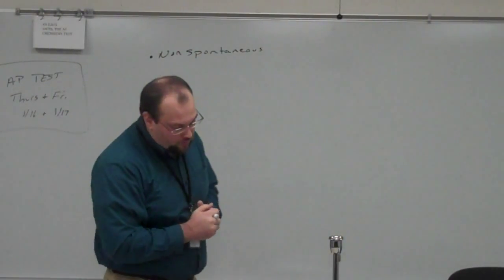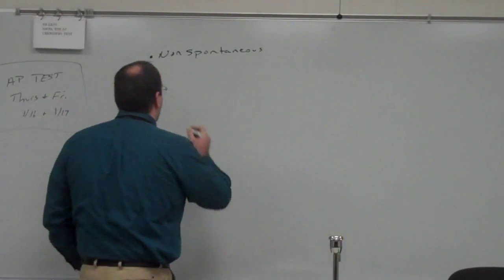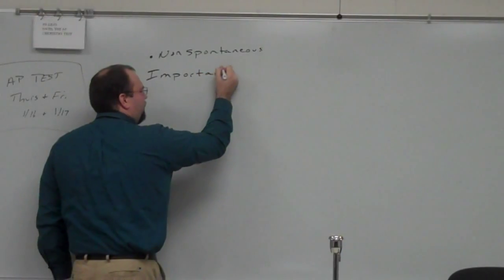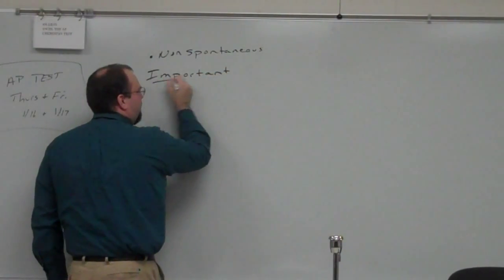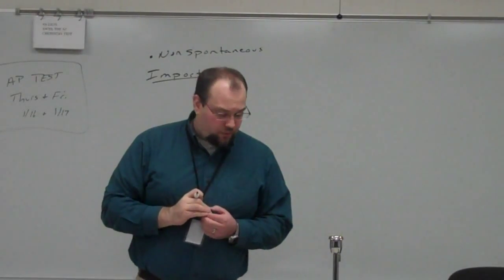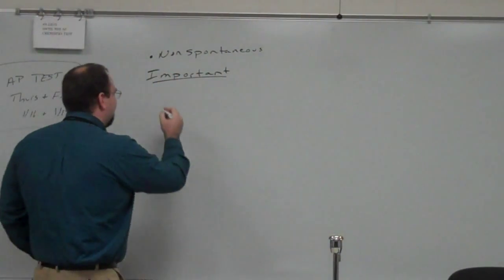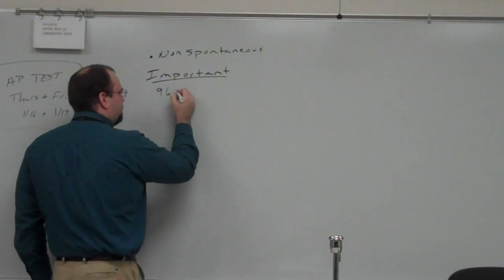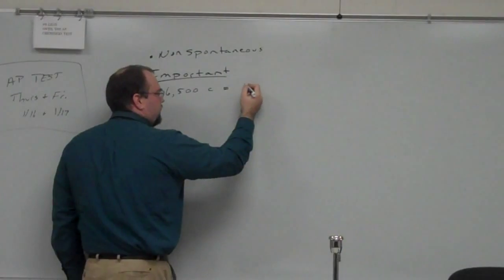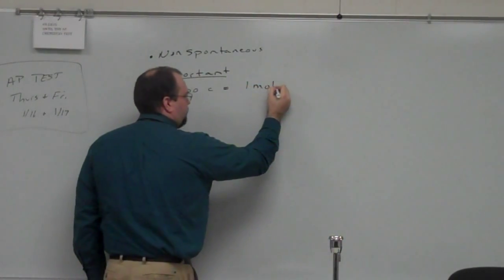Now, there's a couple of important facts to note. They're not going to seem really relevant at this time, but in about a minute or two, they are going to be pretty important. So one of the important facts is that about 96,500 coulombs equals 1 mole of electrons.